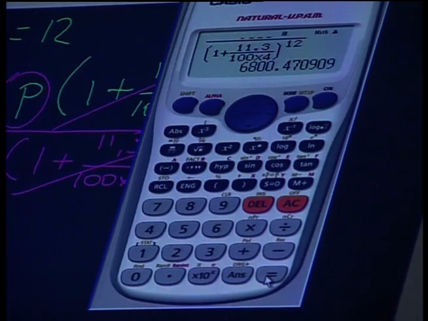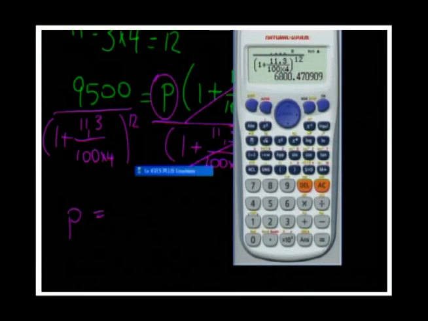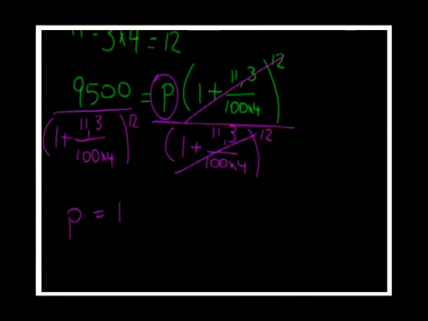So it was 6,847 cents. So that's my answer. So we can type that in here. It was 6,847 cents. So that is what he needs to invest now so that he's got enough money in 3 years' time to go on his trip.